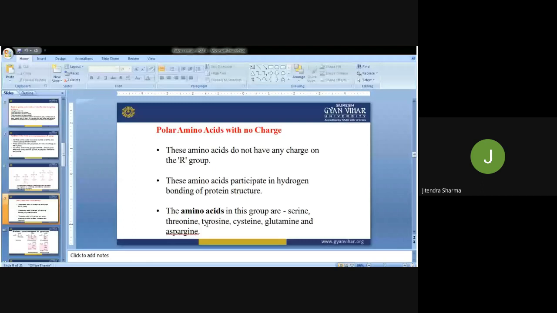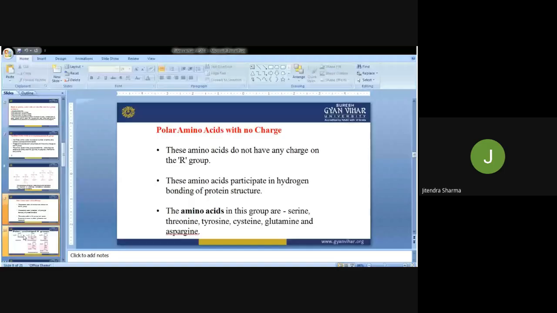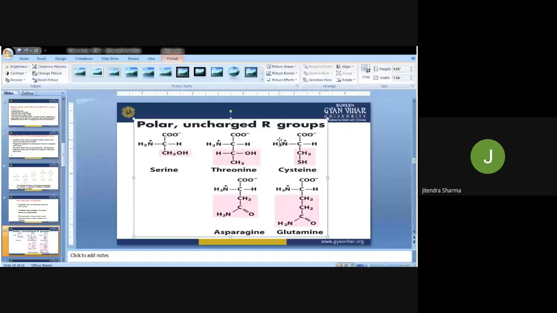So these are the few important polar amino acids with no charge. With no charge, it means there is no charge here. We will see the structure also, which is very important to be discussed here, what kind of structure we have. The polar uncharged group: serine first, then asparagine, then glutamine. It means there is no charge. Everything is balanced and there is no charge.